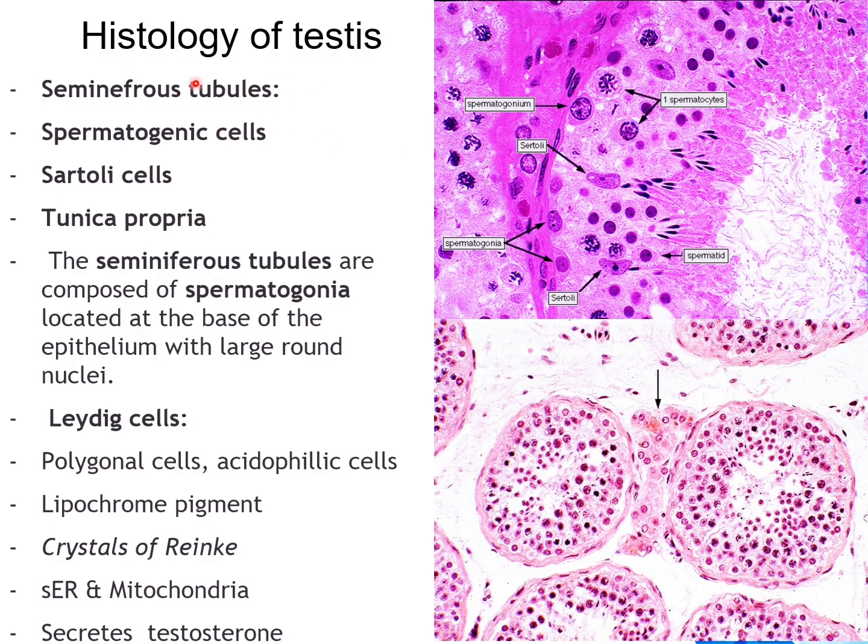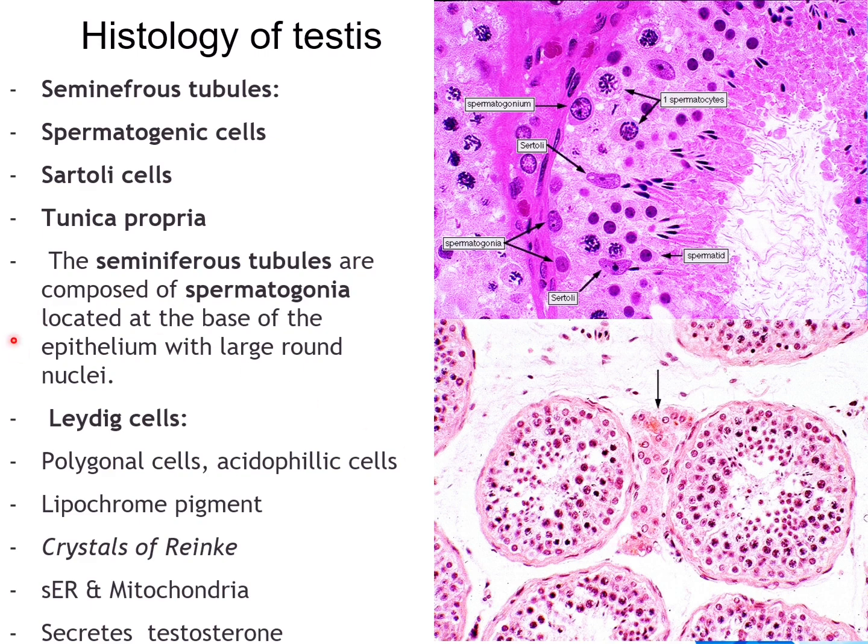So what about the histology of the testes? The testes are formed by different sections of the seminiferous tubules. These seminiferous tubules are highly coiled structures, and they are lined by a specialized type of stratified epithelial cells. Two types of cells are basically present in the testes. These are the spermatogenic cells and the Sertoli cells. The surrounding connective tissue around the seminiferous tubules is called the tunica propria.